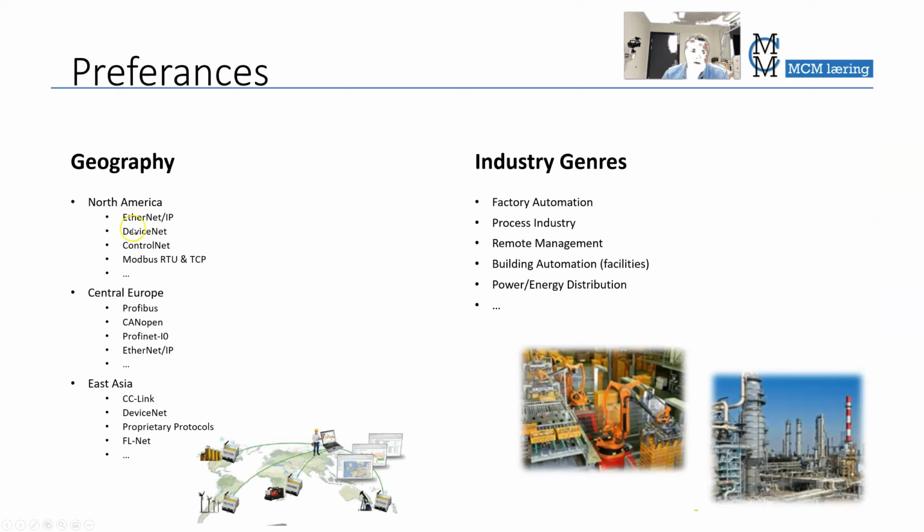So, for example, in geography, you have North American ones. They are, of course, found in Europe, but they are more popular in America. While in Central Europe, these ones are the most popular, and in Asia you see other names. And then you have, for example, factory automation, process industry, remote management, and so on. Building automation, that one is really, really on its way up now.